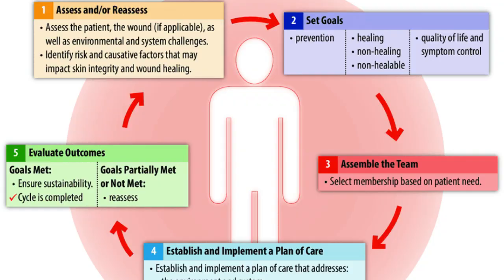So every best practice starts out with this circle of care, as you can see here. Number 1, assess and or reassess. Number 2, set goals. Number 3, assemble a team. 4, establish and implement plan of care. 5, evaluate the outcome. And if you have not reached your goals by number 5, you start back at number 1 and reassess. So let's start with step 1.